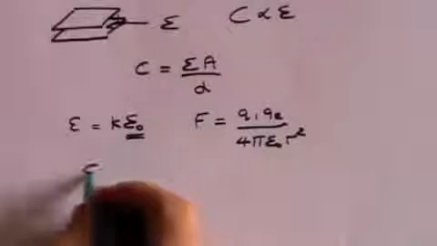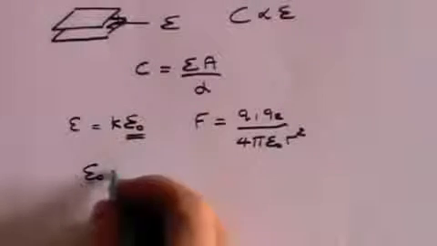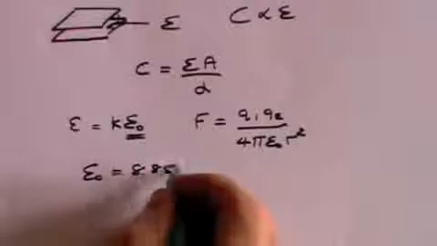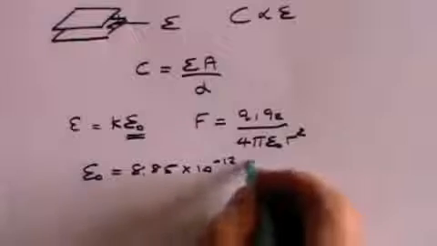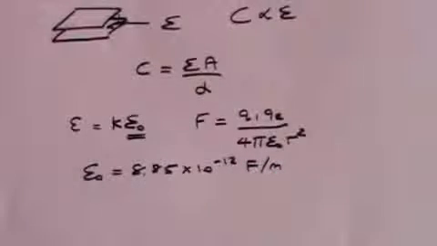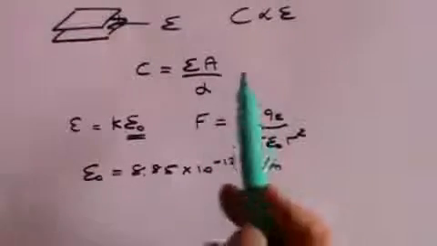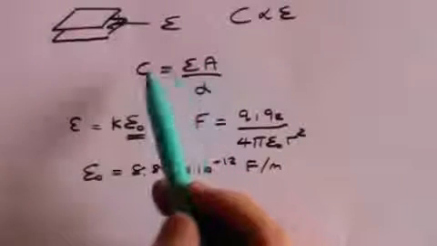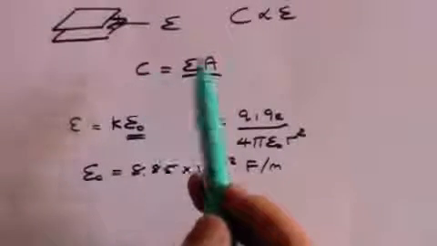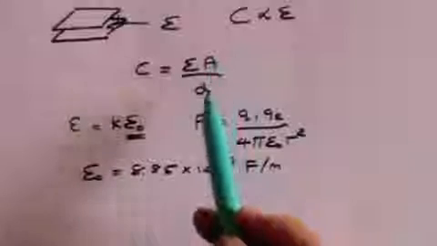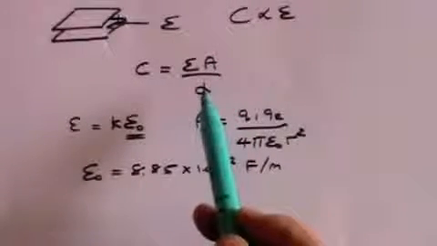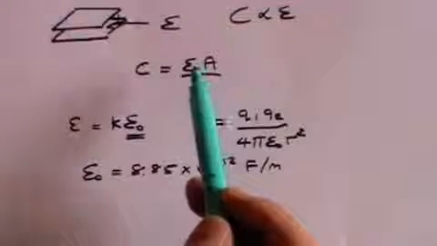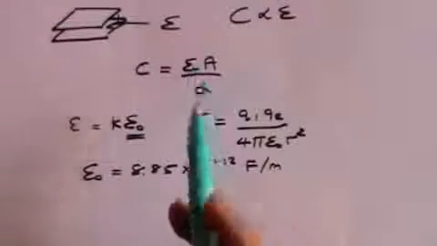The value of epsilon naught is 8.85 times 10 to the minus 12 farads per metre. And you'll see you need that term to be farads per metre because the capacitance is in farads, area is in metre squared, distance is in metre, so area divided by distance is metre. So farads per metre is what epsilon has to be.